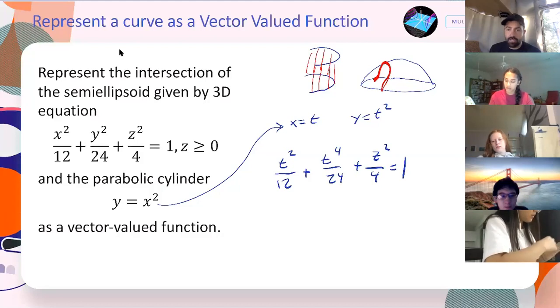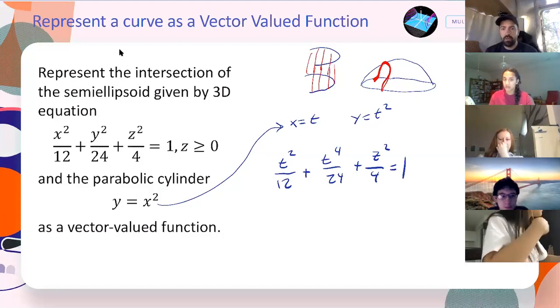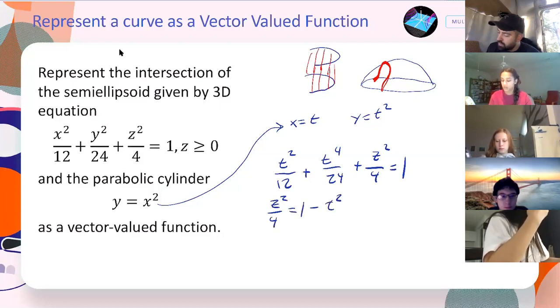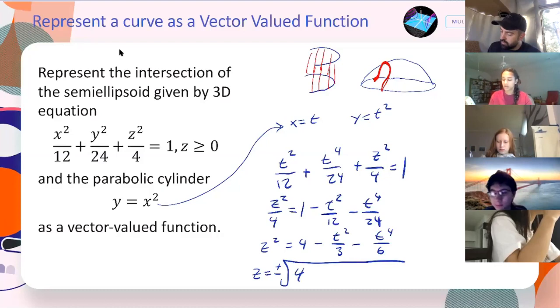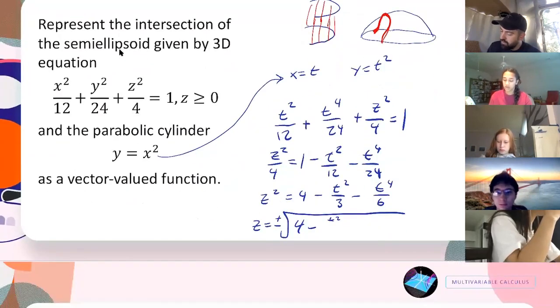Now I can solve for z, right? I've basically found the points on the sphere that correspond to the points that are on the cylinder as well. And now I could literally solve for z. z squared over 4 equals 1 minus t squared over 12 minus t to the 4th over 24. So z squared equals 4 minus t squared over 3 minus t to the 4th over 6. So z equals plus or minus the square root of that thing.